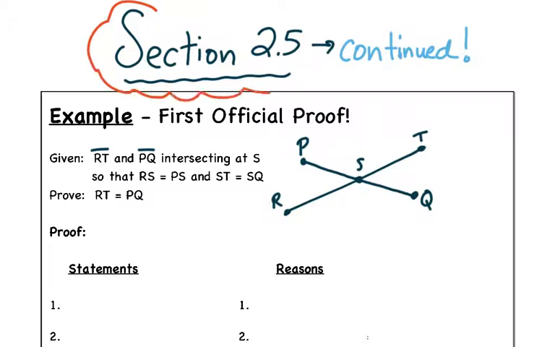So we've gotten really the early start to writing proofs. We've gathered all of our weapons. By weapons, I mean all of the definitions and the properties and the postulates and the theorems. And now we can start to apply them as reasons in our steps for proofs. So this is section 2.5 continued.